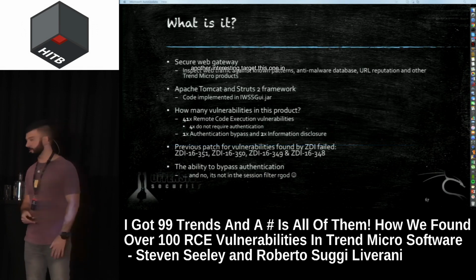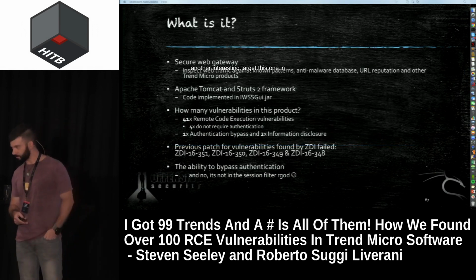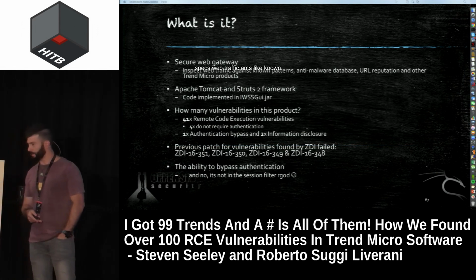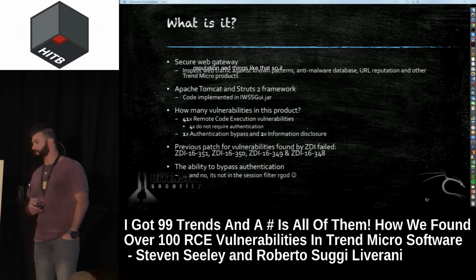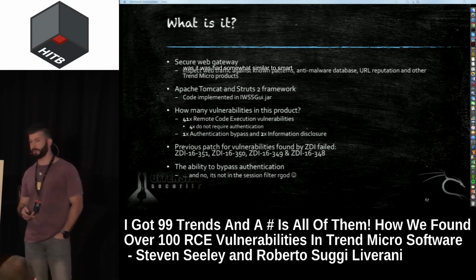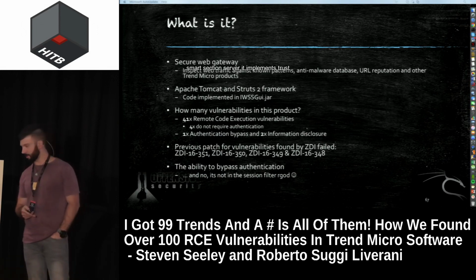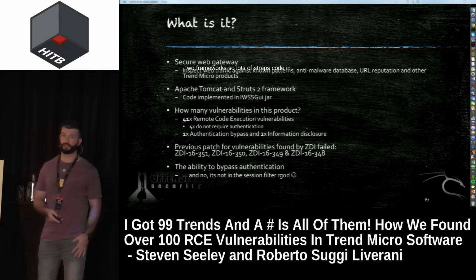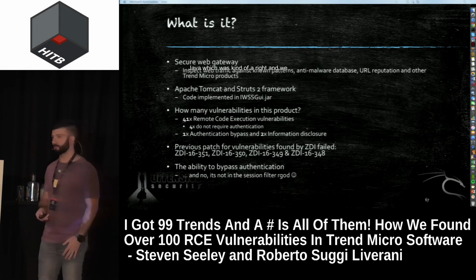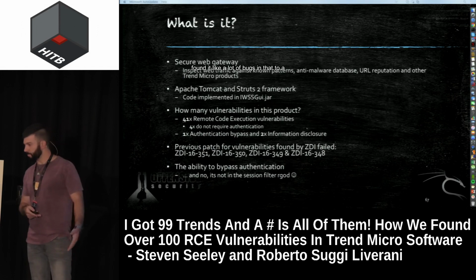This one was another interesting target. It inspects web traffic against known patterns, anti-malware, URL reputation and things like that. So it was somewhat similar to Smart Protection Server. It implemented the Struts 2 framework, so lots of Struts code in Java, which was kind of alright. And we found a lot of bugs in that too.